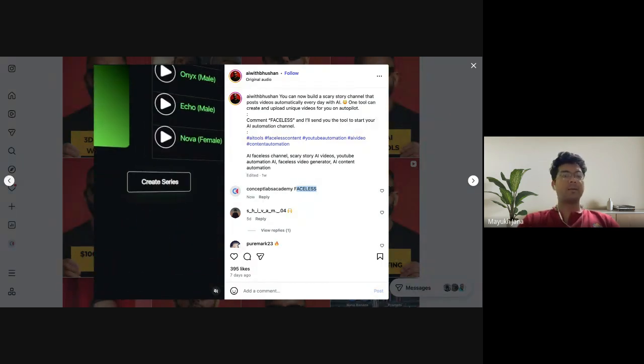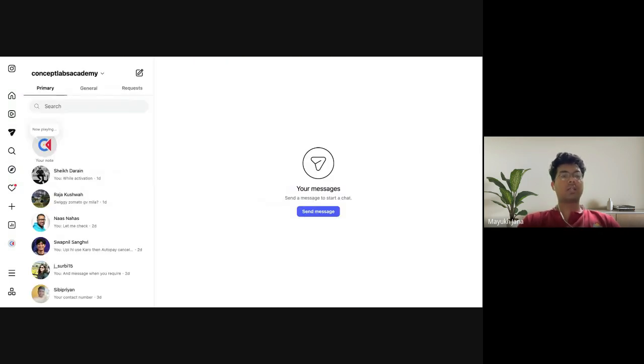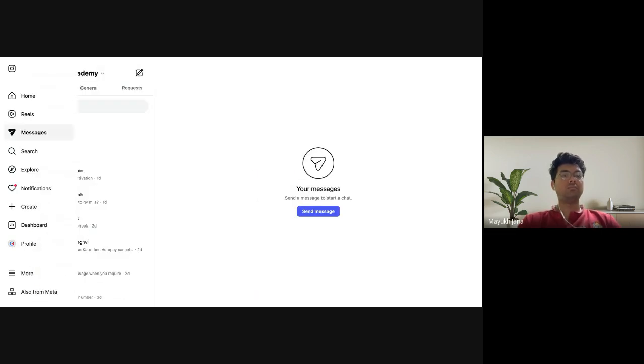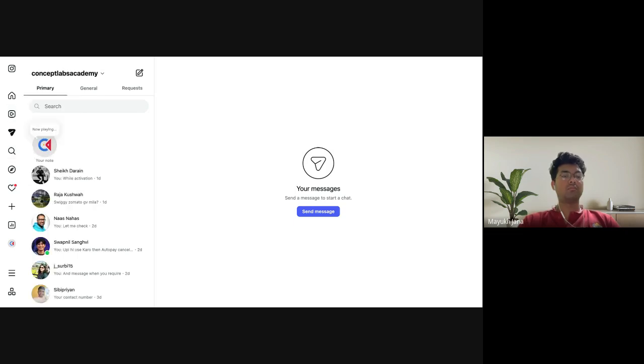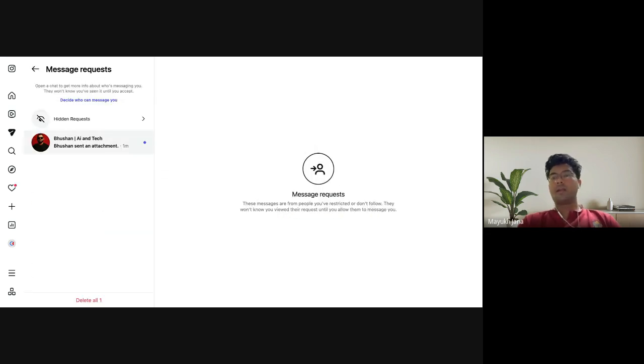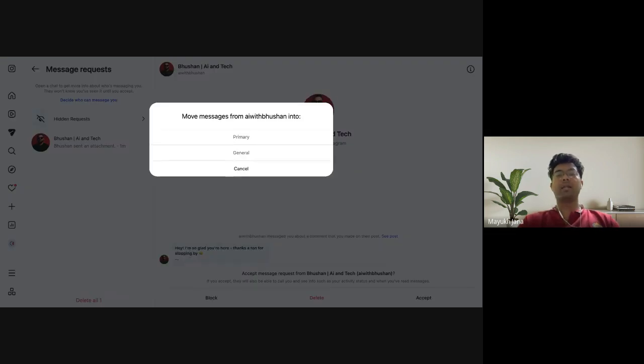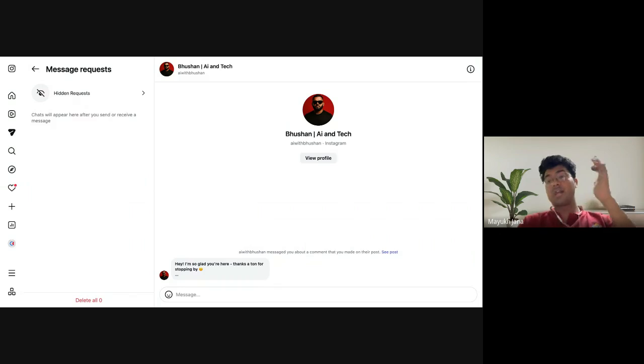Now I will go to my messages section, and I will just reload. Just give me one moment. I will just wait. Yes, I think see, automatically they have sent me an attachment. It is not him sending the attachment. It is the automation which he has already built, so that anyone who has commented "faceless" will directly get the link in their DMs. See, immediately they are getting the link. So that's what I am saying.